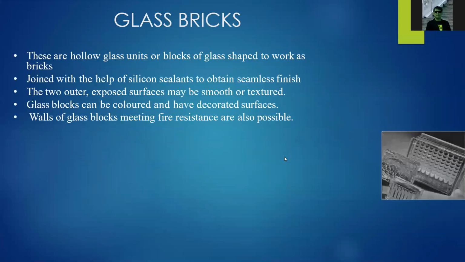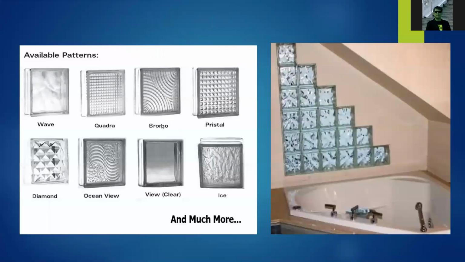Okay, so we have also the glass bricks. These are hollow bricks, glass units or block glass shaped to work as a brick. Joined with the help of silicone sealer to obtain a seamless finish. The two outer exposed surfaces may be smooth or textured. Glass blocks can be colored and have decorative surfaces. Wall glass blocks meeting fire resistance are also possible. So this can be fire-rated glass bricks. So these are samples of the glass bricks in different available patterns.